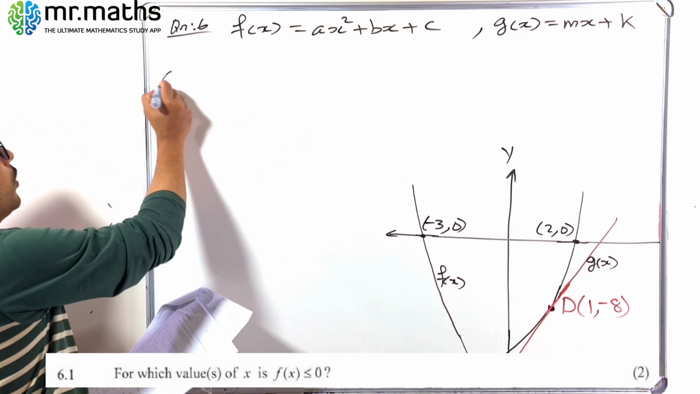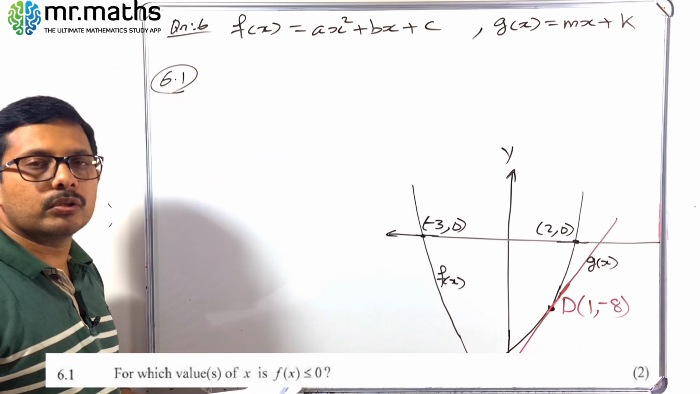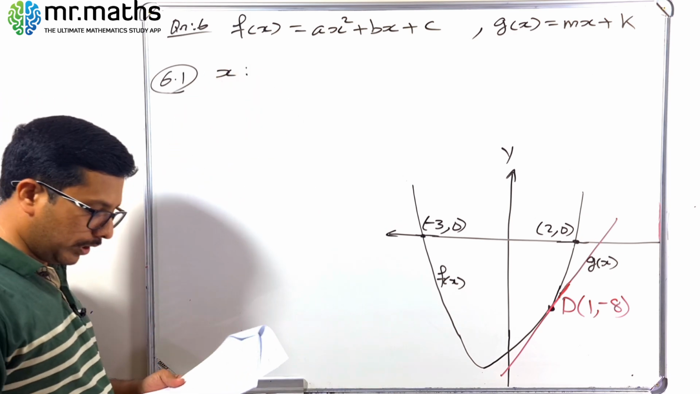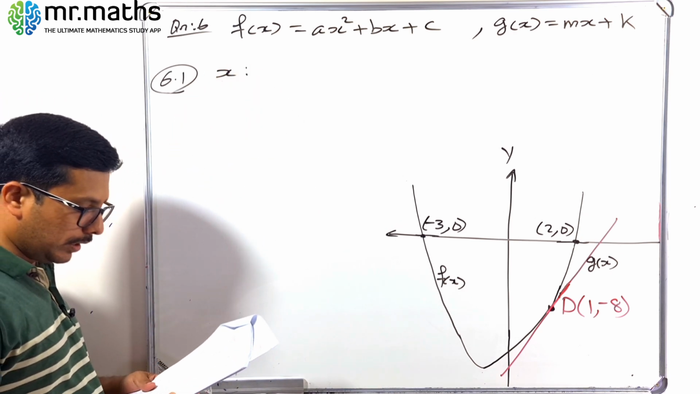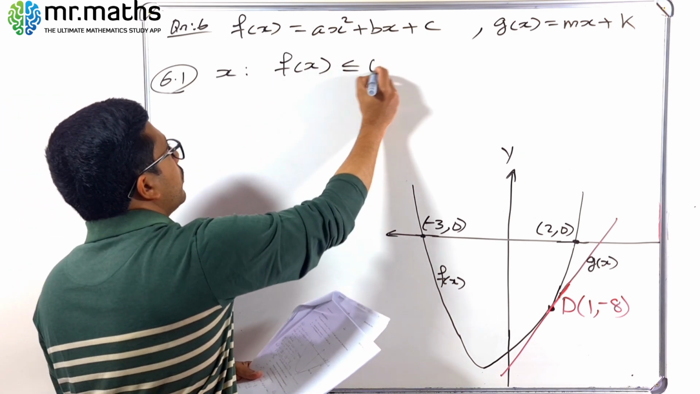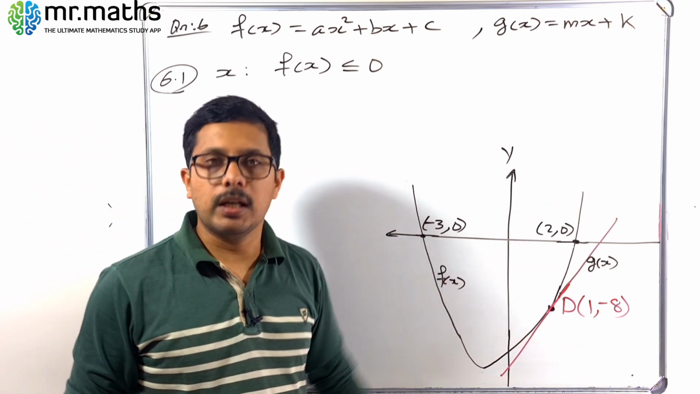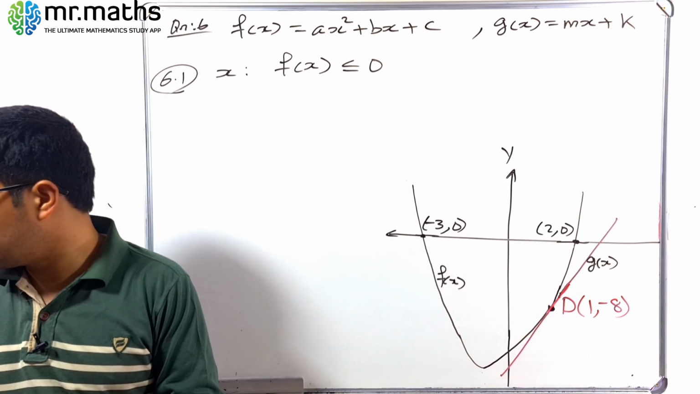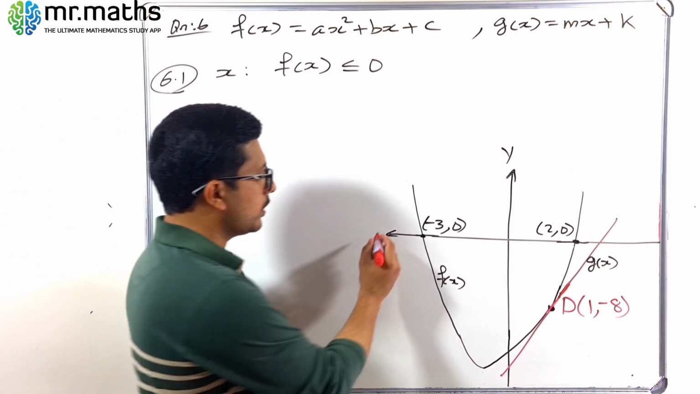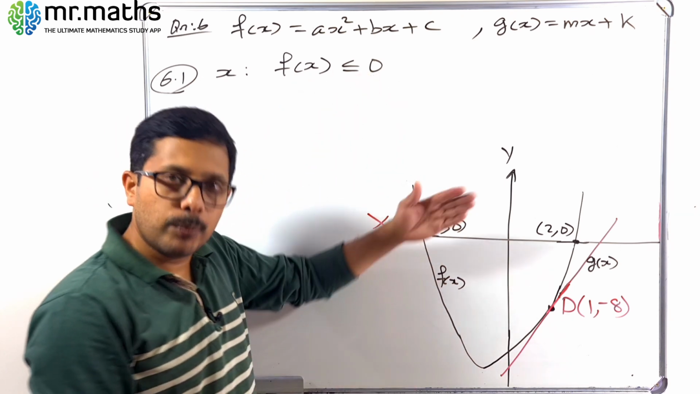First question, 6.1. For which values of x? So you have to find the values of x where f of x is less than or equal to 0. Simple question. f of x is this parabola. Less than or equal to 0 means what? When it is below the x-axis, is it not so? Here this is the x-axis. So f of x less than or equal to 0 means below the x-axis.